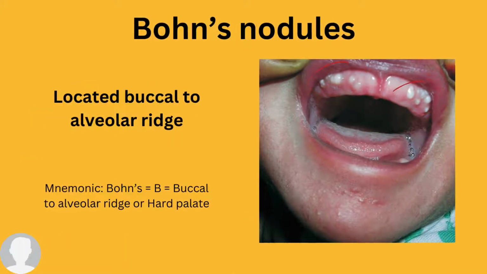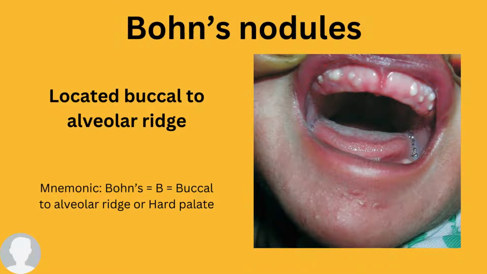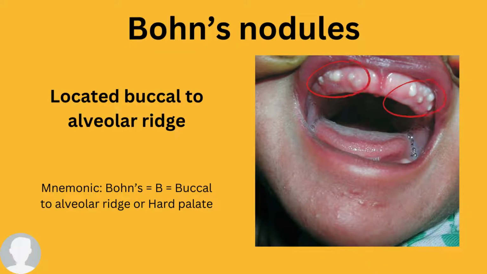Whereas, on the other hand, Bohn's nodules are referred to as nodules, not pearl, because these are multiple nodules that are located buccal to the alveolar ridge. So they are seen only on the hard palate area, buccal to the alveolar ridge, as you can see in the picture. In order to remember it, there is a simple mnemonic. Bohn's, the first letter is B. B equals buccal to the alveolar ridge. Buccal to the alveolar ridge is the Bohn's nodules.